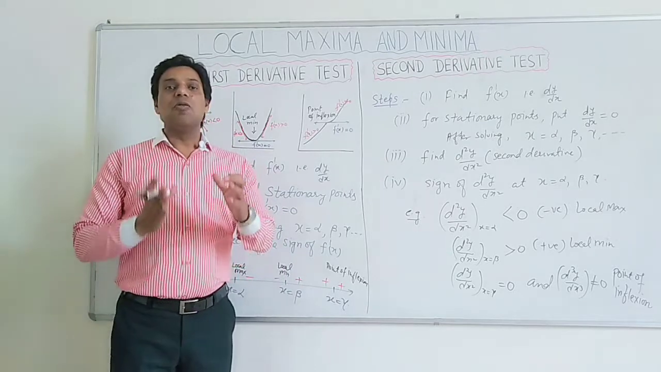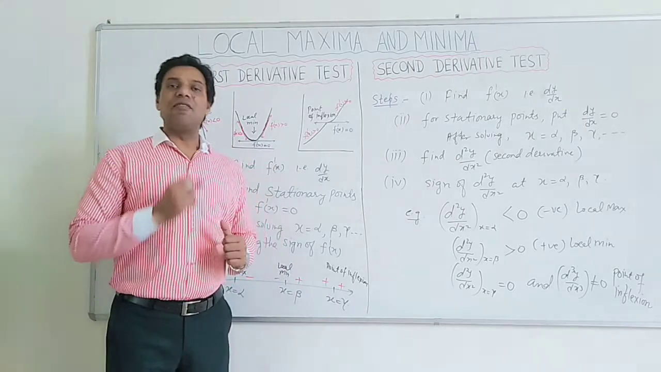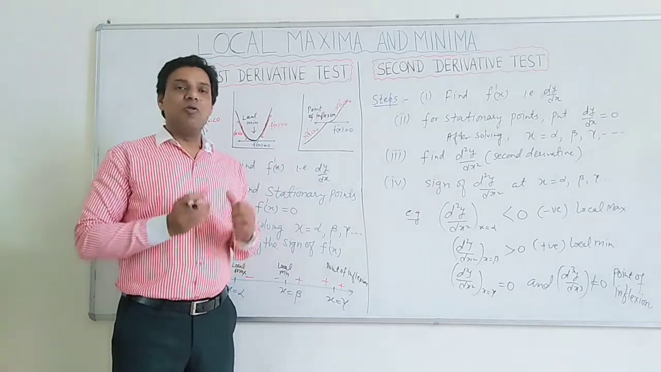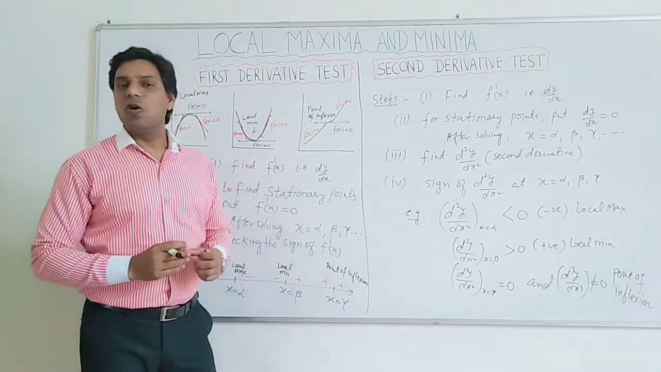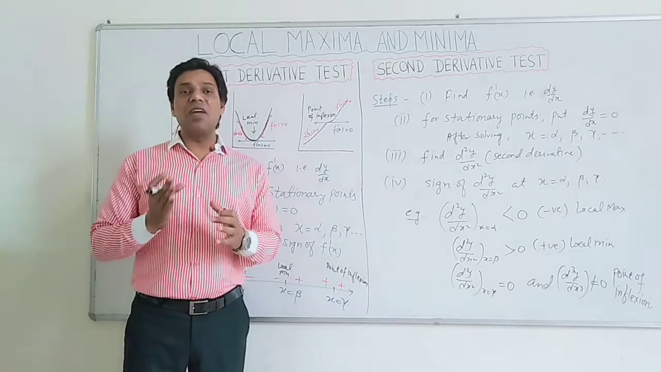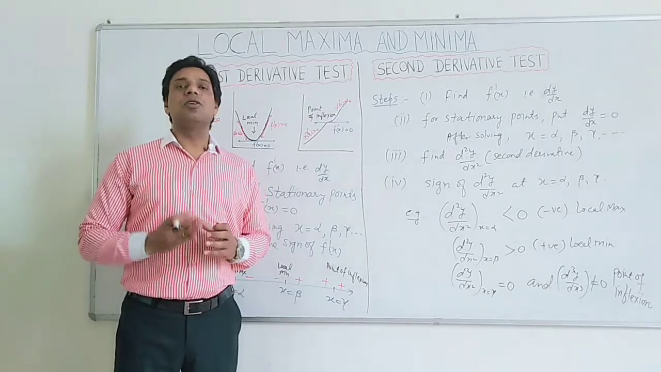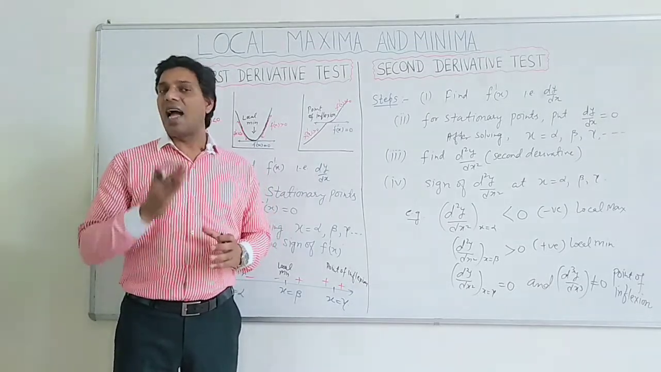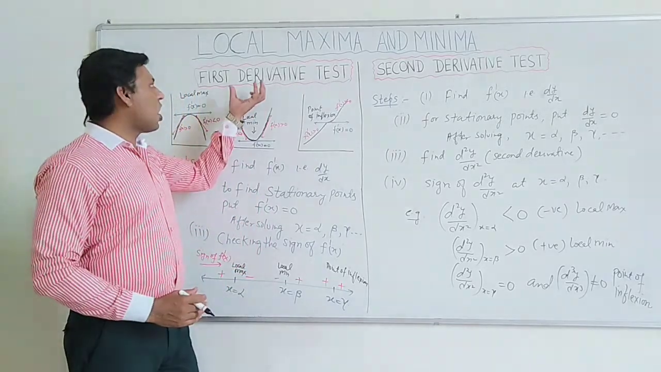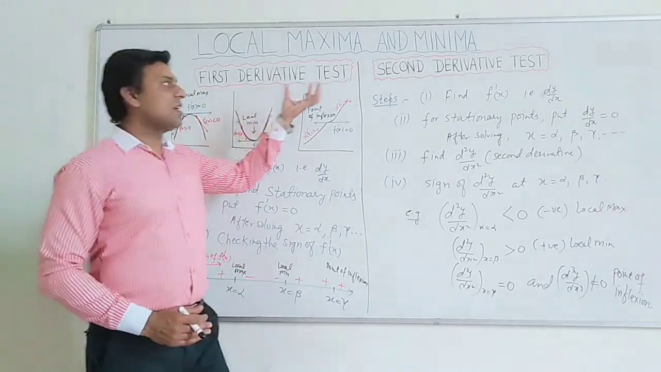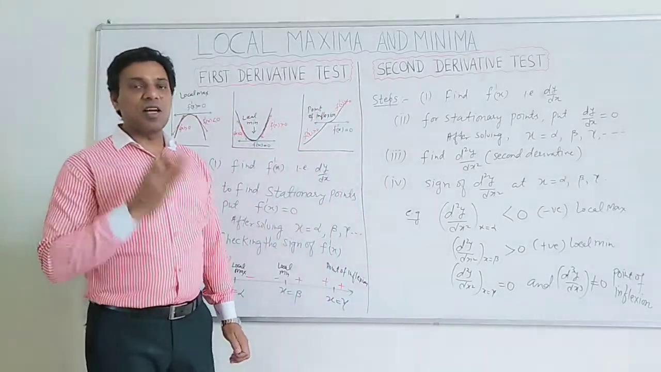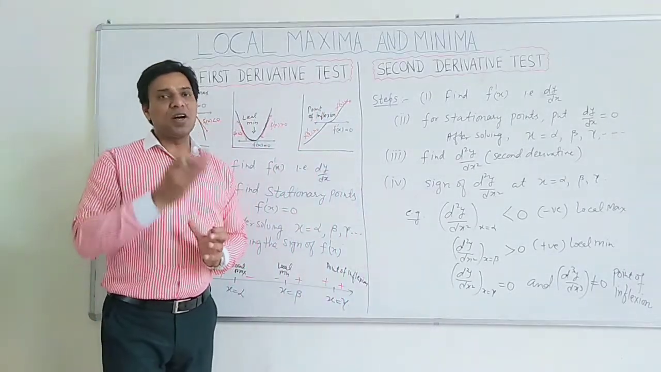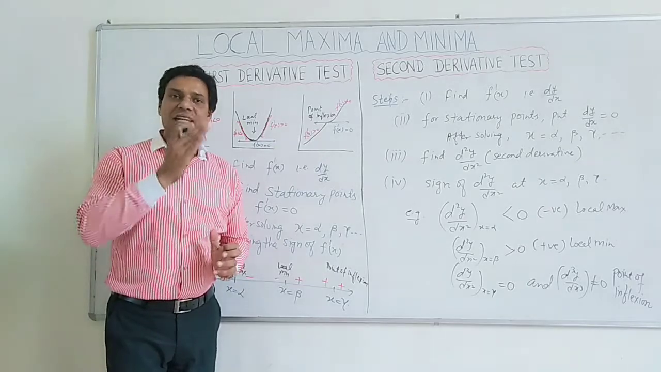In the exam, we will be given a question and we have to check the points where the function is locally maximum and where the function is locally minimum. We have two options to check the local maxima and minima. The first is called the first derivative test and the second is the second derivative test. First of all, we will understand what the first derivative test is.